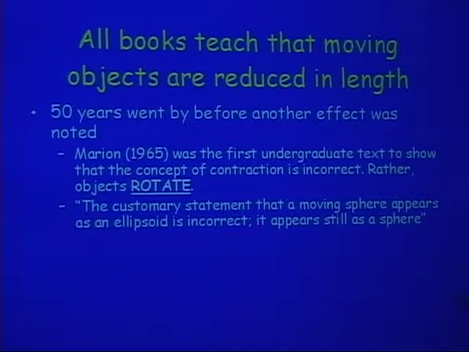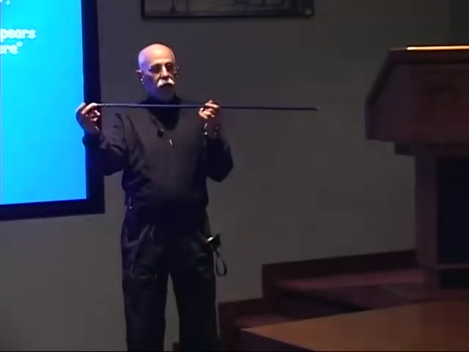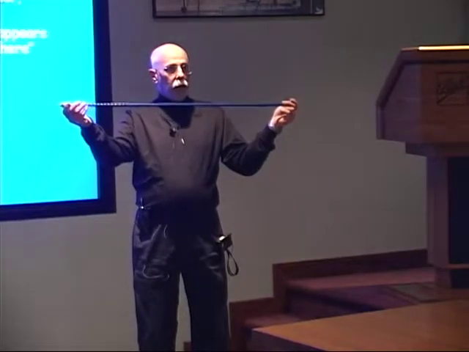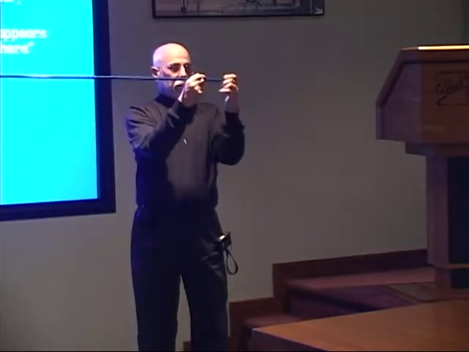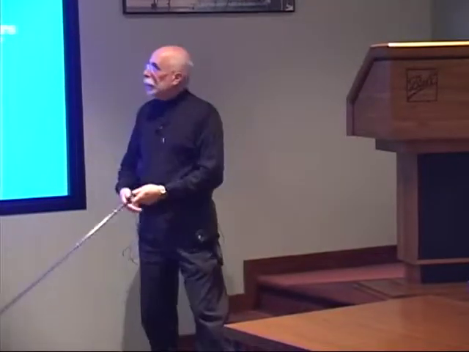And everybody was taught the Lorentz contraction, and it's still taught now. It's taught that if this stick is flying through the room at relativistic velocity, and you measure the length of the stick, it won't look this long. It'll look smaller in proportion to the square root of 1 minus v squared over c squared.